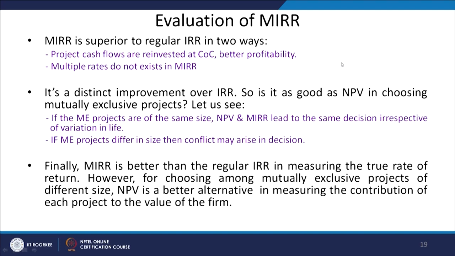And the third important point is that, finally, we can say MIRR is better than the regular IRR in measuring the true rate of return. However, for choosing amongst mutually exclusive projects of different size, NPV is a better alternative in measuring the contribution of each project to the value of the firm. If projects of different sizes are there, then you always use the NPV criterion. Though MIRR is a better improvement over IRR, NPV and MIRR will give the same results for mutually exclusive projects if the investment size is the same. If the overall size of the projects is different, then it is always advisable that we use the NPV criterion, not the MIRR criterion.